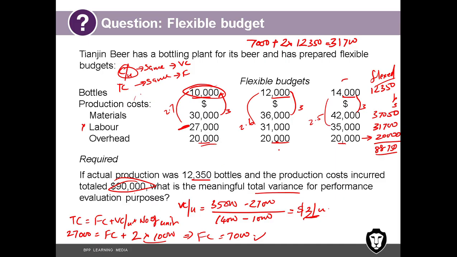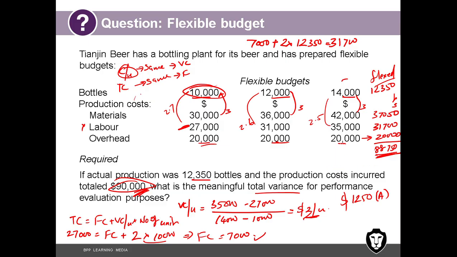So actual is 90. Flex budget is 88,750. Definitely actual is more. 90,000 is more. How much more? 1,250 more, which is adverse. Compare 88,750, the flex budget, with actual. It's a cost. Having more cost is adverse. So 1,250 adverse. So here I have done item by item, right?